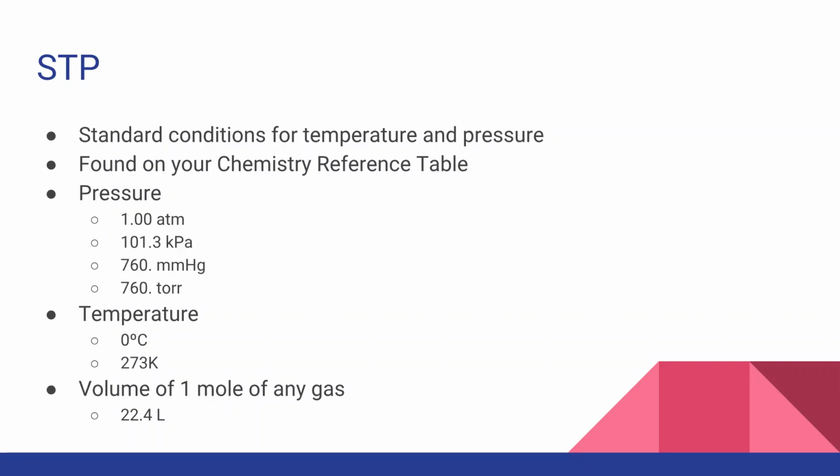That means 1 ATM is equal to 101.3 kPa. So you can convert between these in your calculations. At STP, temperature is going to be 0 degrees Celsius, or 273 degrees Kelvin. So you can convert between 0 degrees Celsius to 273 degrees Kelvin. And the volume of 1 mole of any gas is 22.4 liters at STP.